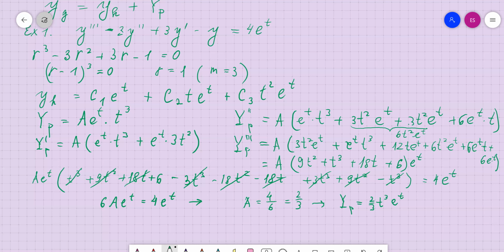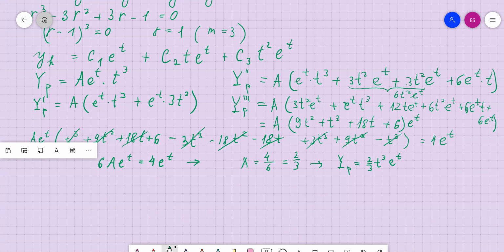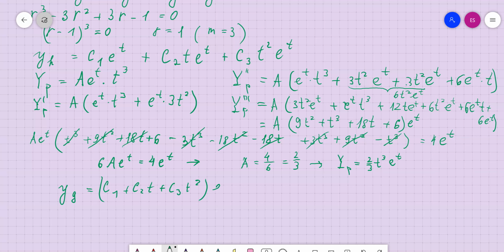I don't want to copy homogeneous solution. What I'm going to do, guys, or I should copy it probably for those people who are taking their notes. So I'm going to write down general solution. I'm going to copy homogeneous solution. C1 plus C2t plus C3t squared e to the power of t, and add particular solution 2 over 3 t cubed e to the power of t. By the way, guys, in the book they probably will add it into this parenthesis too. Just you're going to be surprised. There are 3 arbitrary constants plus a number here.